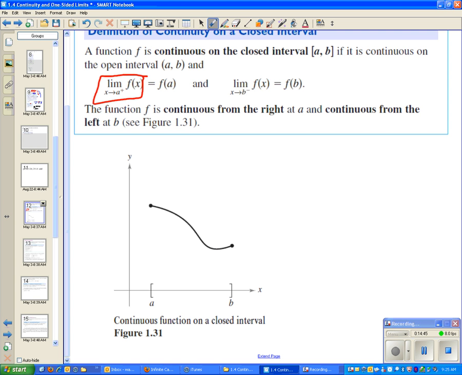Now remember that our definition of continuity at a point was that the limit at that point equaled the value of the function at that point. All right? So we can't find the limit as x approaches A, can we? Because the definition of that says that the limit from the left and the limit from the right have to equal. There is no limit from the left. It doesn't exist on this interval. So you have to find the limit from the right of A, and it has to equal the value of the function. Then we do a similar thing at B. The limit from the left of B has to equal f of B.